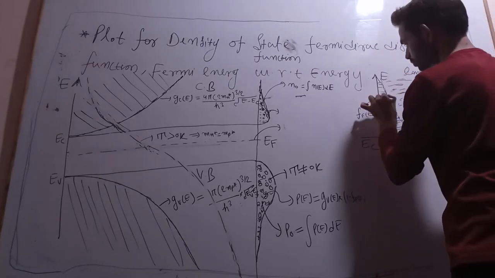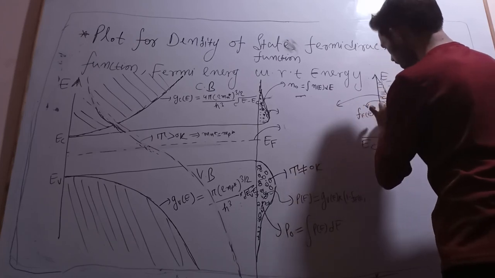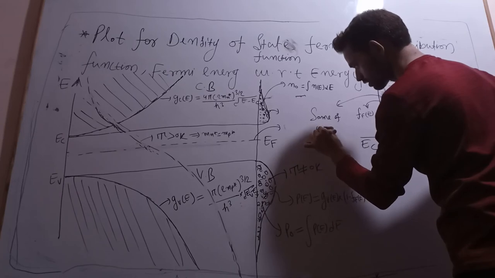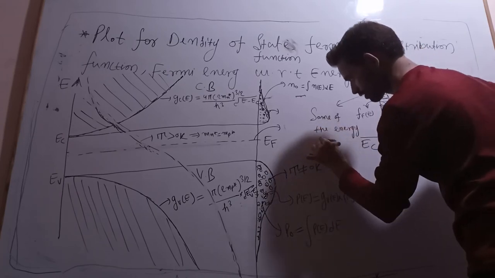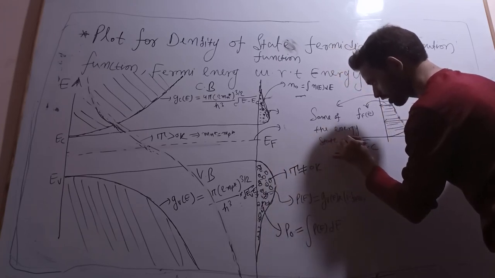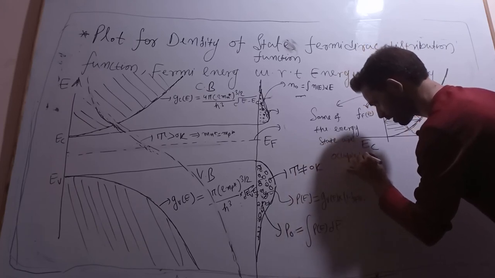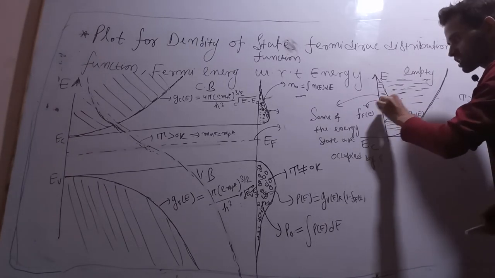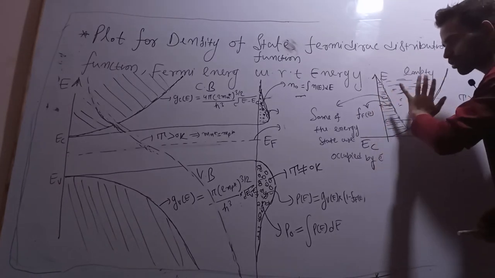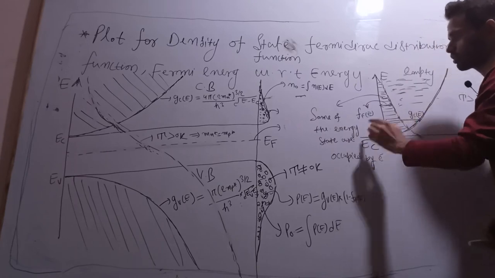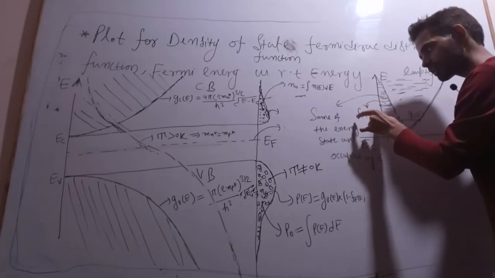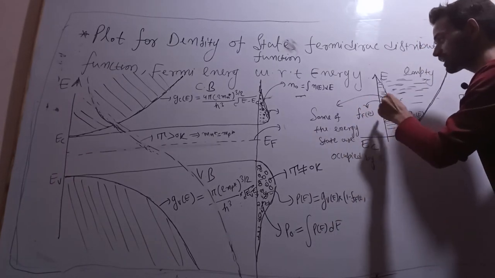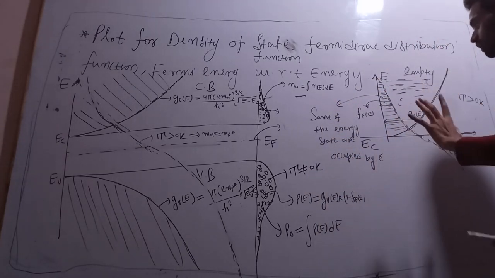So here, in this area, some of the energy states are occupied by electrons. Okay, these are discrete energy states. These energy states are not totally empty because some of them are now occupied by electrons. And this F of E is the Fermi-Dirac distribution function, which indicates the probability that the given quantum state is occupied by electrons. Okay, so this is the meaning of this.